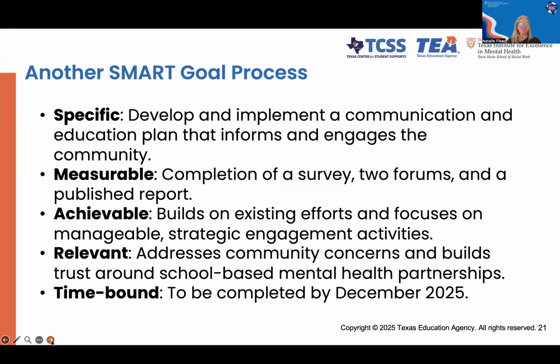Develop and implement a communication and education plan that informs and engages the community. Here are some ways that these specific areas could be measured. Completion of a survey, 2 forums, a published report. Here are some ways that these specific goals could be achievable. Building on existing efforts and focusing on manageable strategic engagement activities. Here are some ways that these specific goals could be relevant. Addresses community concerns and builds trust around school-based mental health partnerships. And here's one example of a way to make this goal time-bound, to set a deadline by December of 2025.